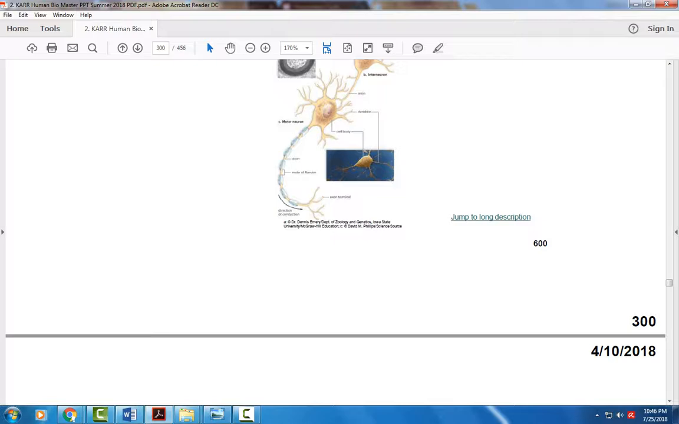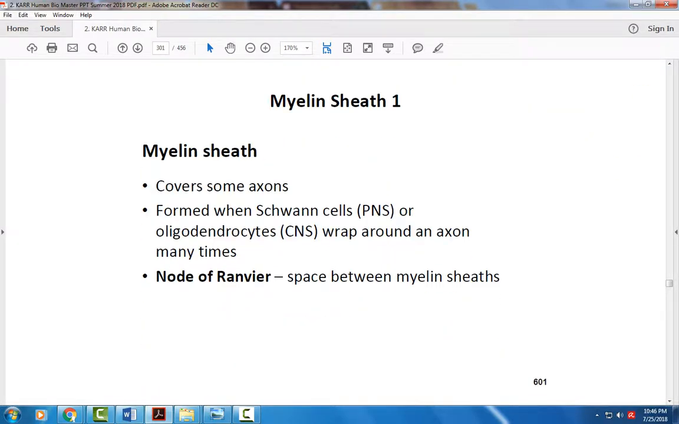Almost like if you were crossing a river and you wanted to get across quickly, you would jump from stone to stone to stone, and that would be like the impulse traveling from node to node to node.